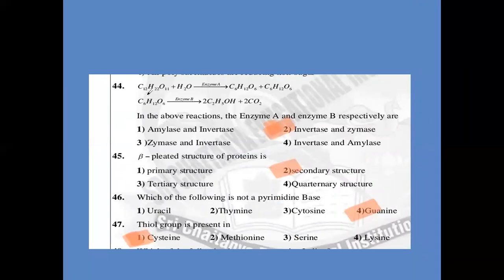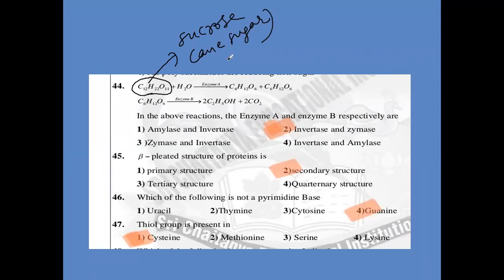Next, what is this molecule? The first one, C12H22O11, is what? Sucrose. It is also called cane sugar. So this sucrose undergoes hydrolysis in the presence of an enzyme.